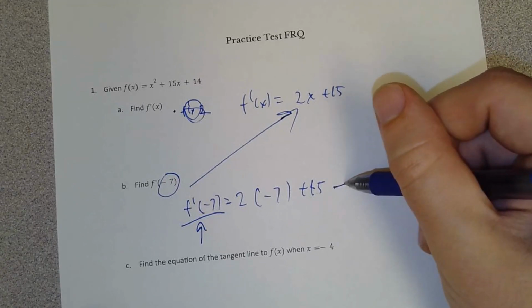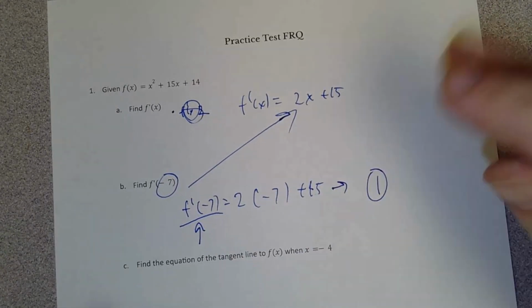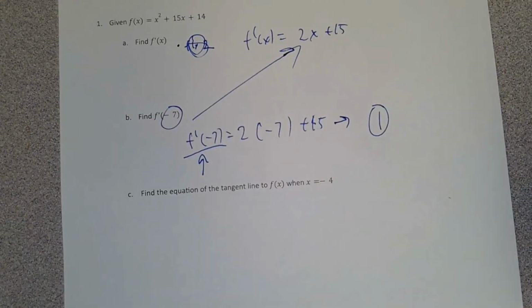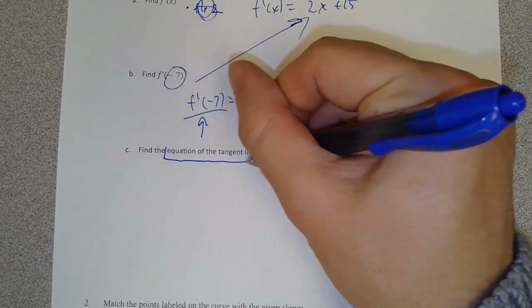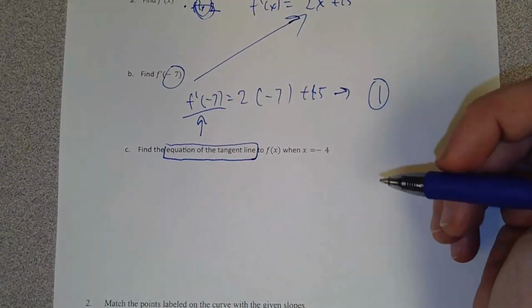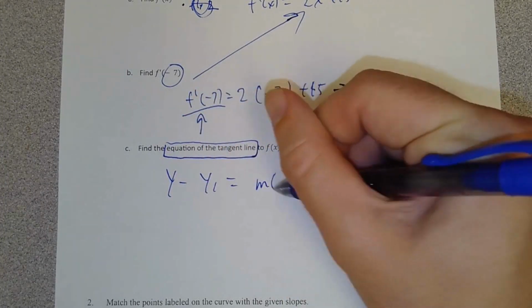This is what I'm finding so that I know. So negative 14 plus 15 is 1. Find the equation to the tangent line to f of x when x equals negative 4. So for that equation of the tangent line, you should be in the habit, as I have said, of writing the all-important equation when you see this: y minus y1 equals m times x minus x1.